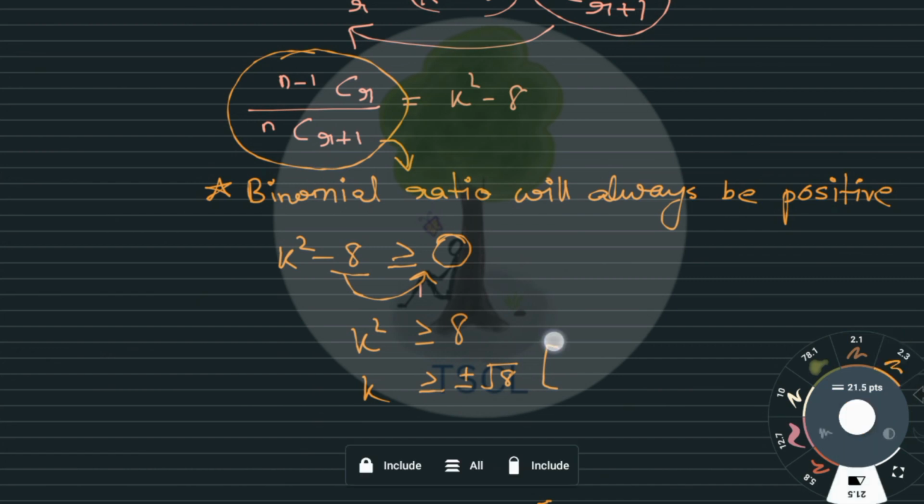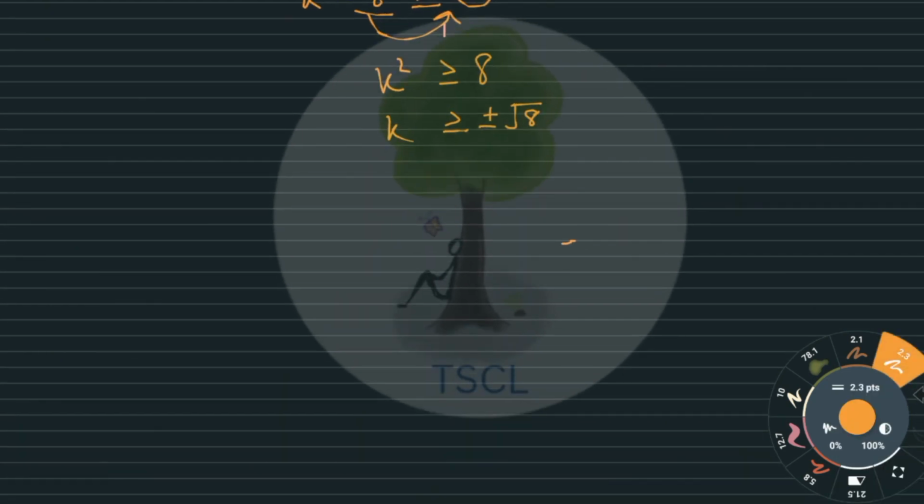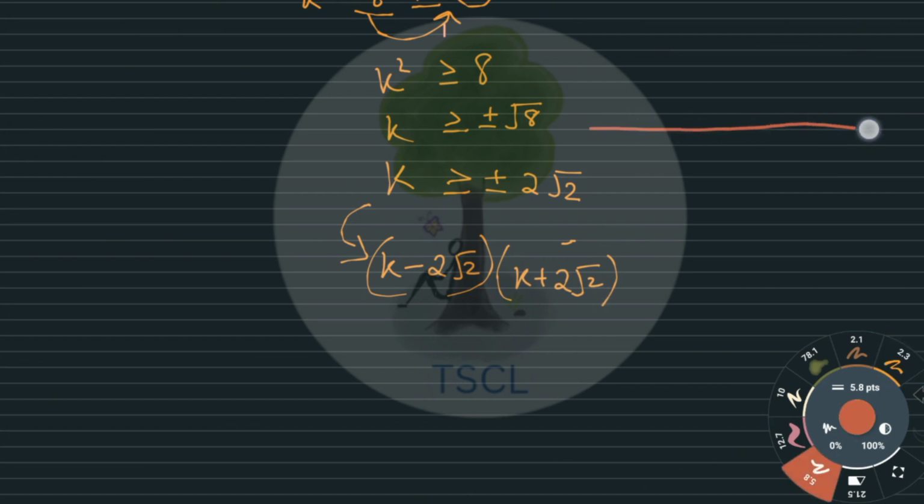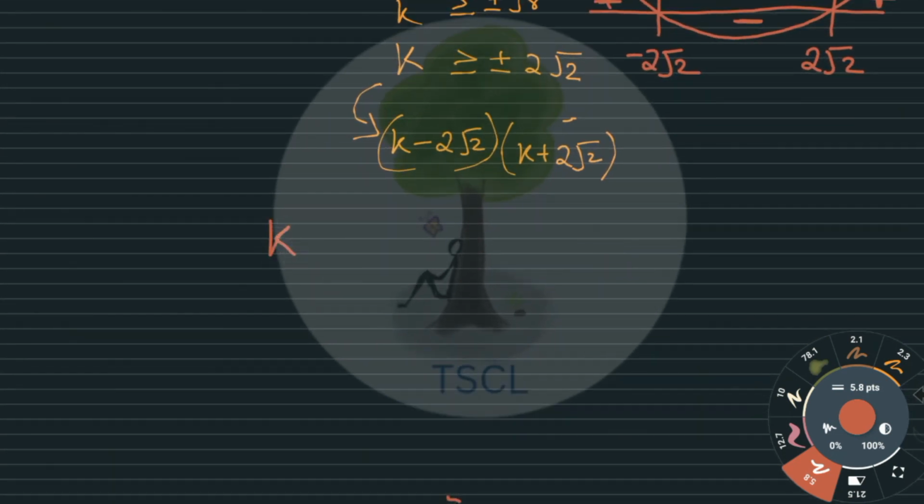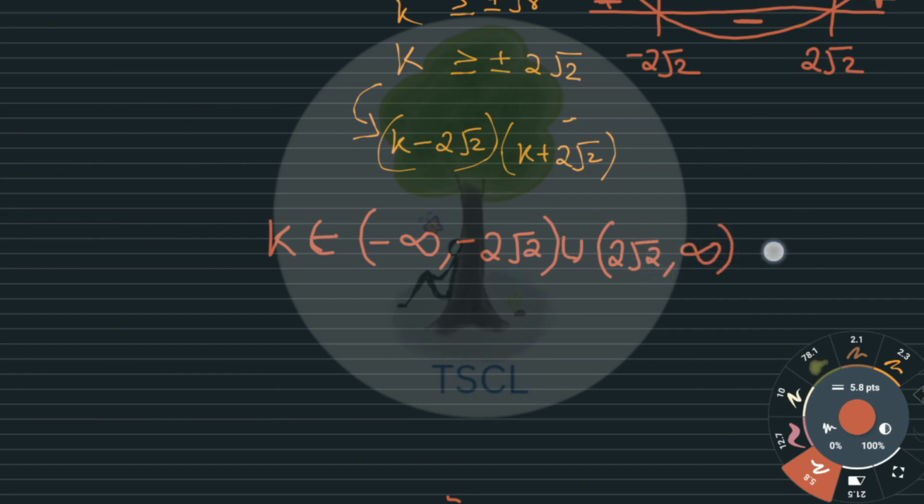Root 8 is equal to 2 root 2. It will become K is greater than or equal to plus or minus 2 root 2. This can also be written as K minus 2 root 2 and K plus 2 root 2. Let's plot them on a number line. We get minus 2 root 2 and plus 2 root 2. Let's draw a curve. The part above the number line will be positive and below will be negative. So we can write this as K belongs to minus infinity comma minus 2 root 2 union 2 root 2 comma infinity. This is equation number 1.